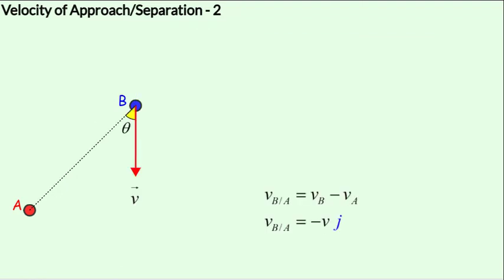The relative velocity of B with respect to A is the velocity of B with respect to the ground minus the velocity of A with respect to the ground. If the velocity of B was v in the y direction and we assume A as stationary, then the relative velocity of B with respect to A is minus Vj. Now that we have found the relative velocity of B with respect to A, let's resolve this into components parallel and perpendicular to the line joining A and B.